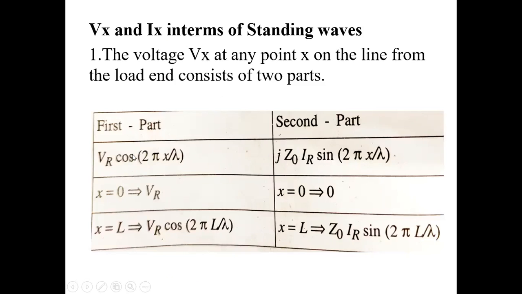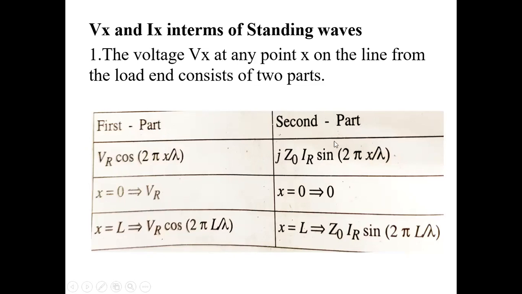Now, we can take the first part and substitute two boundary conditions, x is equal to 0 and x is equal to L. First, we apply x is equal to 0 in this first part. If you substitute x is equal to 0, what will happen? Cos 0 is nothing but 1, so the magnitude of this first part is nothing but VR. Similarly, if you substitute x is equal to L, the expression becomes VR into cos 2 pi L by lambda.